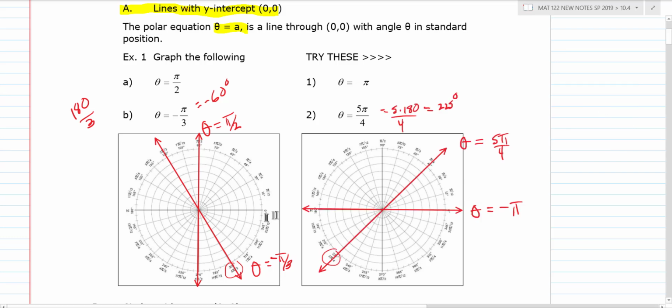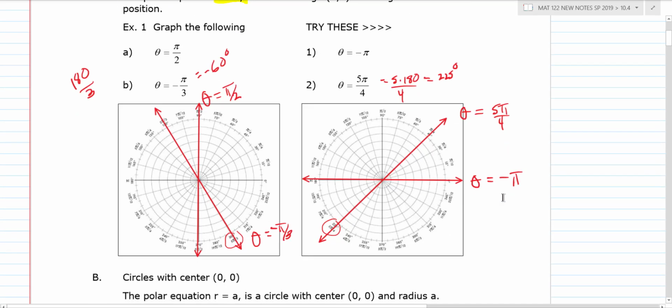Okay, so that's what you should have done. Negative pi is, of course, clockwise, so you end up shading the x-axis on that one. The next one, 5 pi over 4, is here, so you end up shading that pole right there. That's 225 degrees. So that's the first kind of graph.